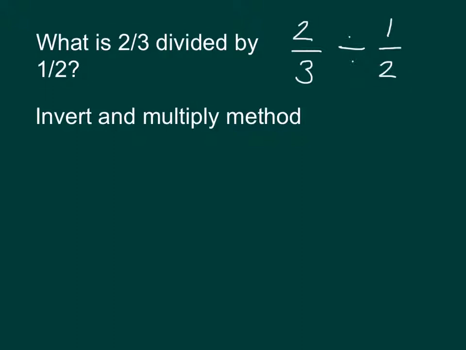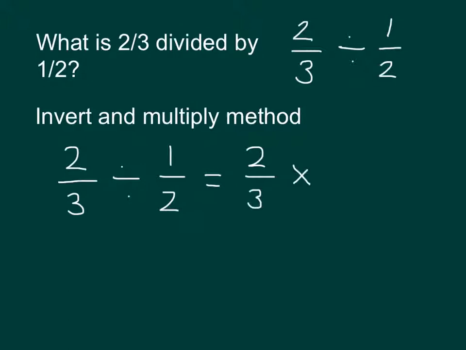So now let's do it with the invert and multiply method. With the invert and multiply method, I have to invert. That's only going to be the second fraction, and I have to multiply. So here goes. 2/3 divided by 1/2 is the same thing as 2/3 times 2/1.